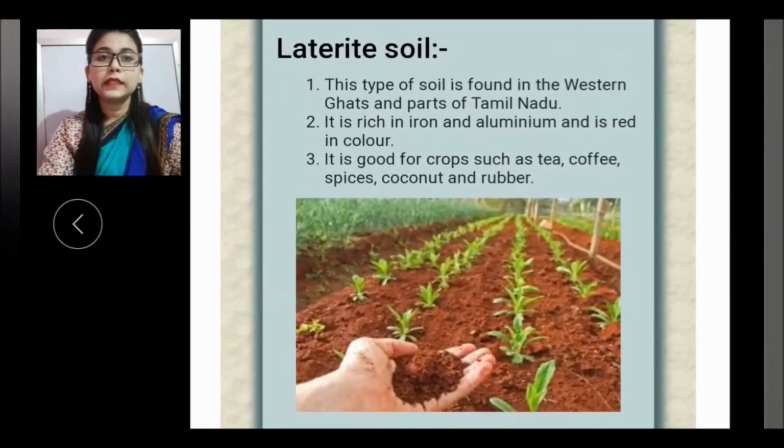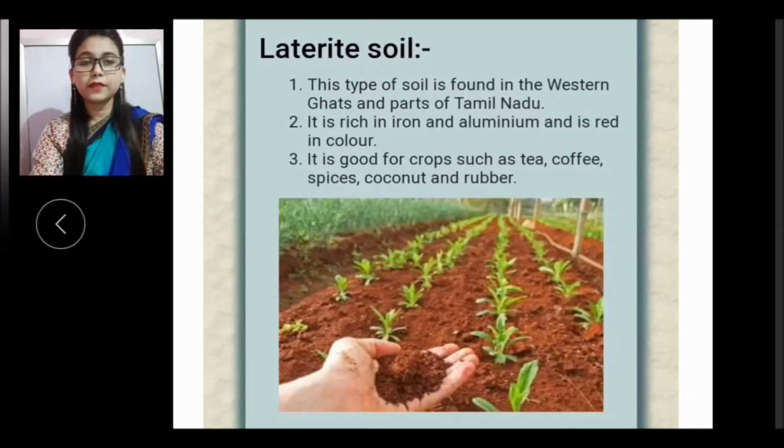Now let's move further and see the other type of soil. So this is laterite soil. This type of soil is found in the Western Ghats and parts of Tamil Nadu. It is rich in iron and aluminium and is red in color. It is good for crops such as tea, coffee, spices, coconut and rubber. Understood? So students, we have seen the Western Ghats in some previous chapters, and there you can find this type of soil and it also looks red in color.